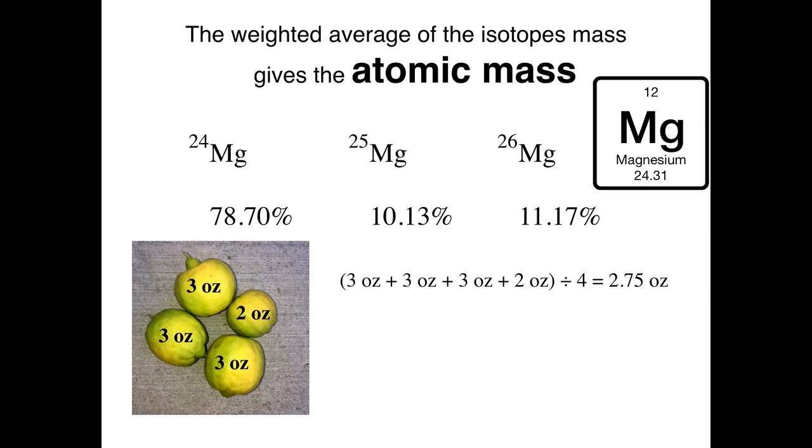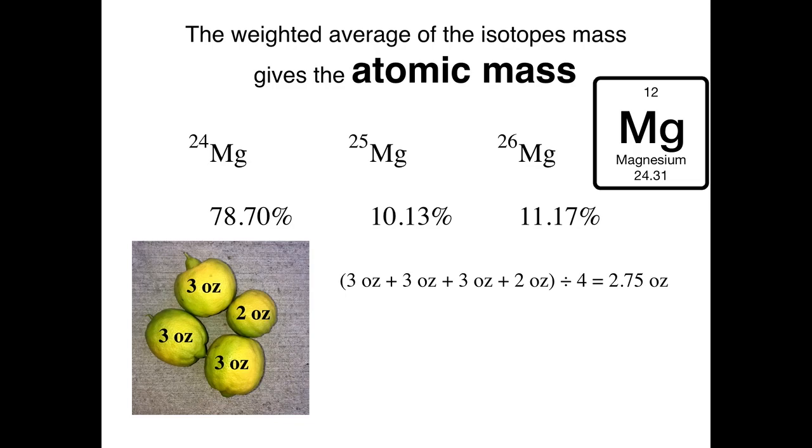Meaning, if you were to distribute the weight out evenly between the lemons, each one would weigh about 2.75 ounce. Much like the atomic mass, this number is not an actual weight of any of the lemons, right? There are no lemons that are actually 2.75 ounces. They are either 3 or 2 ounces. But rather, this is the weighted average. And this weighted average does make sense. 2.75 ounce is closer to 3 ounce than it is to 2 ounce, because there are more lemons that are 3 ounces than there are lemons that are only 2 ounces.